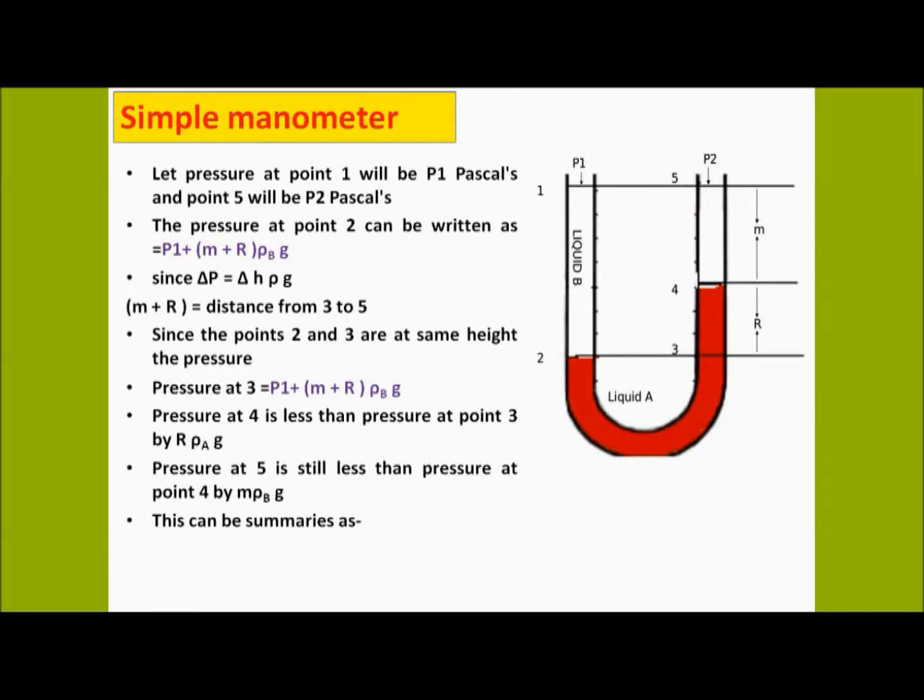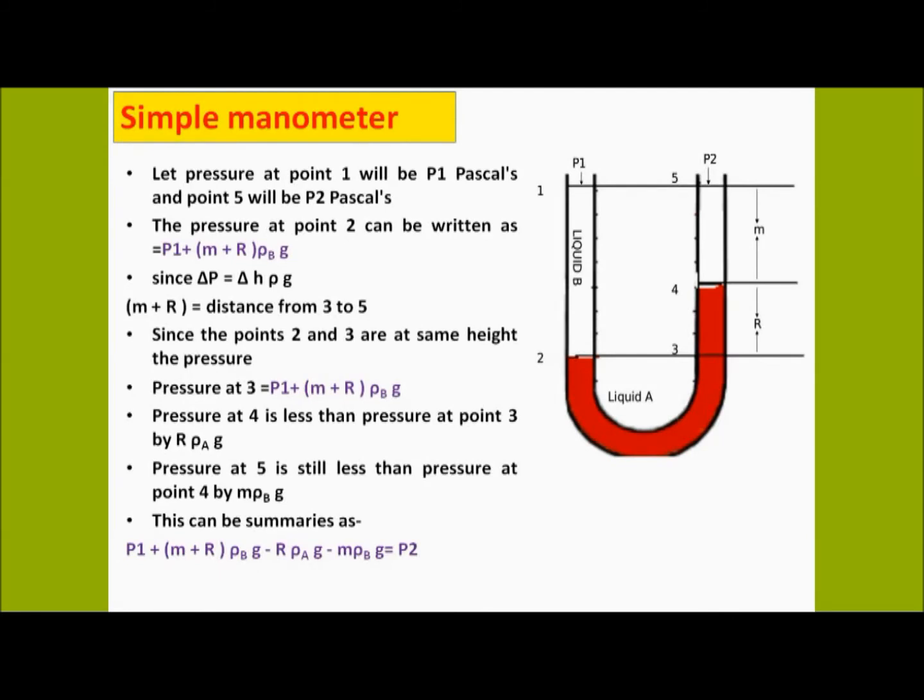Now you see this overall thing can be rearranged in this way. P1 plus M plus R, into rho B into G, minus, again minus R into rho A into G, minus again M into rho B into G, is equal to P2.